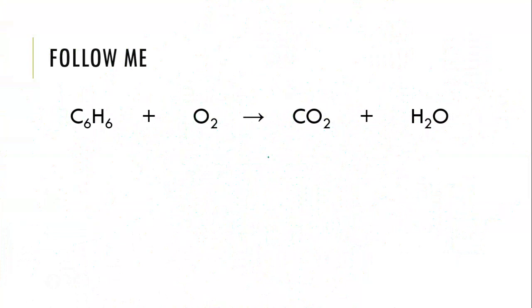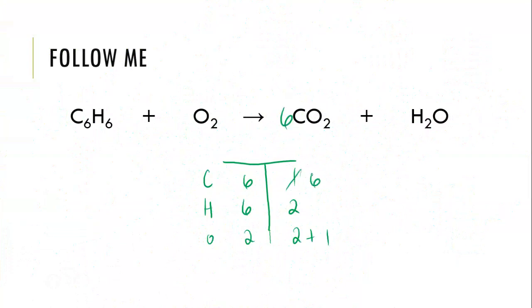Okay, one last one. What about this one? We still have C, H, and O. We've got 6 C's versus 1, 6 H's versus 2, 2 oxygens versus 2 plus 1. Okay, well, this one looks like it should be easier to fix. We put a 6 in front of that one. That gives me 6 C's, but it also gives me 12 O's right there. Well, I can make 2 hydrogens become 6 if I multiply by 3, but that's also going to make that become 3 oxygens, so that's 15 to 2.